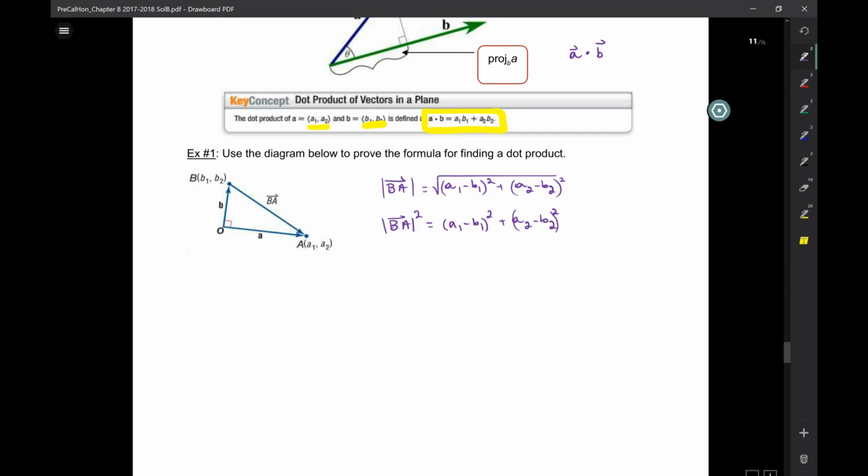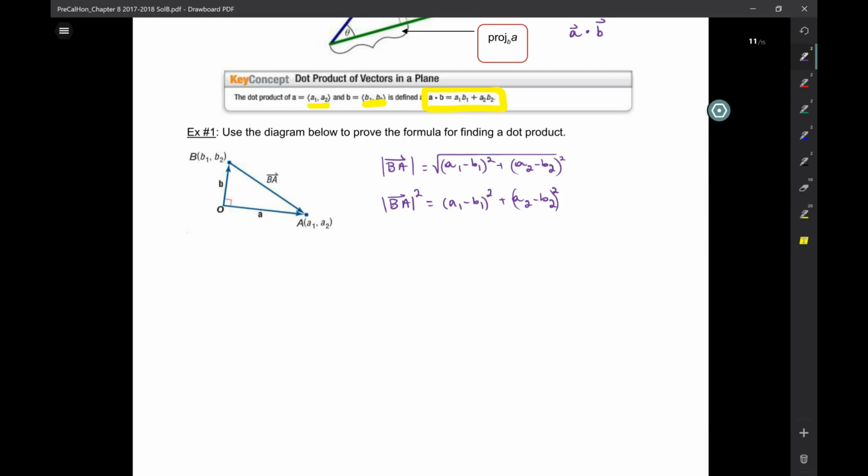Now, we also said, all right, so let's do this. Let's square them first. Let's distribute the square here. So it'll be A1 squared minus 2A1B1 plus B1 squared plus A2 squared minus 2A2B2 plus B2 squared.